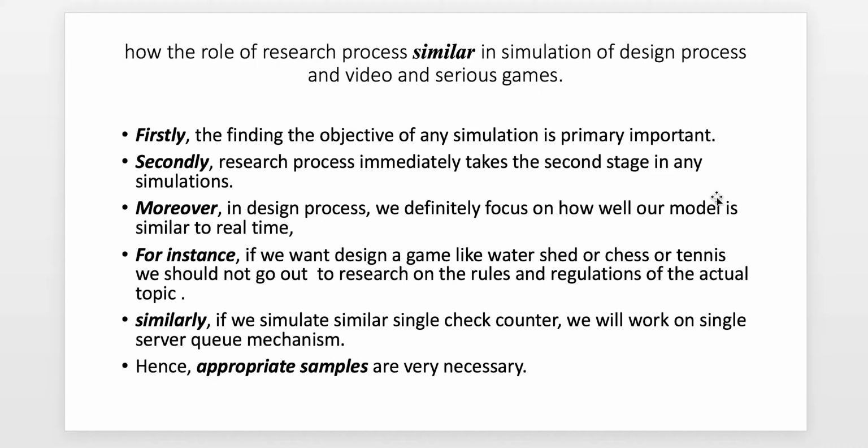Now, focus on similarities in the research process for games and the design process. Firstly, finding the objective is very similar in any simulation. The second stage, the research process, immediately comes in the second stage of any design process. And moreover, in the design process, we definitely focus on how well our model matches the real-time model. For example, if you want to design a game like Watershed or chess, we should not go out of the research on the rules and regulations of the actual topic. Similarly, if you want to design a single check counter, we'll work on the single server queuing mechanism, but we should not go out of the topic. Hence, appropriate samples are very necessary in collecting or doing the research.